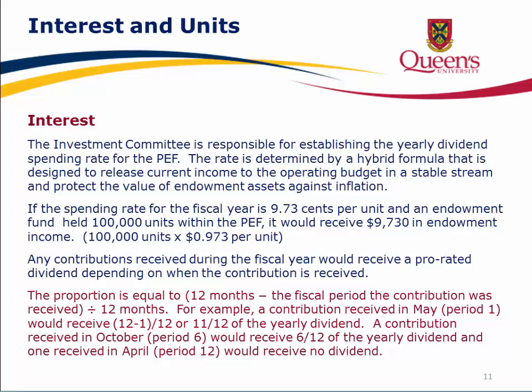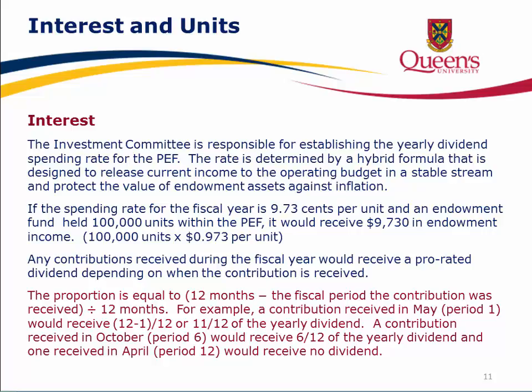Any contributions received during the fiscal year would receive a prorated dividend depending on when the contribution is received. The proportion is equal to 12 months minus the fiscal period the contribution was received, divided by 12 months. For example, a contribution received in May, period 1, would receive 12 minus 1 divided by 12, or 11 divided by 12, of the yearly dividend.